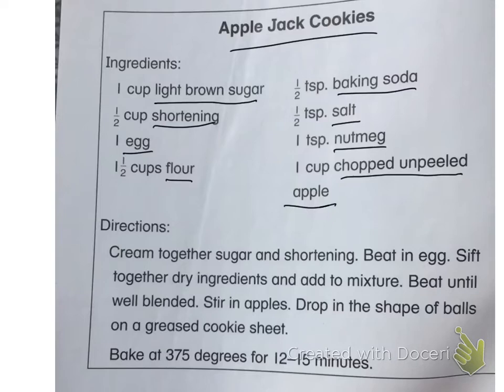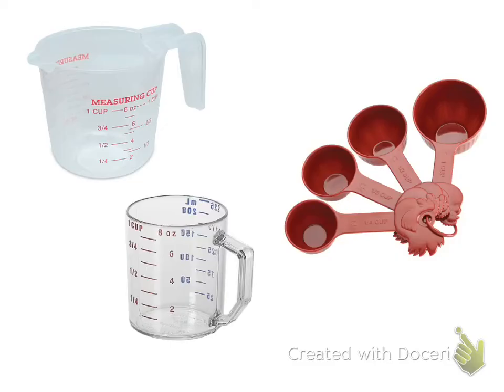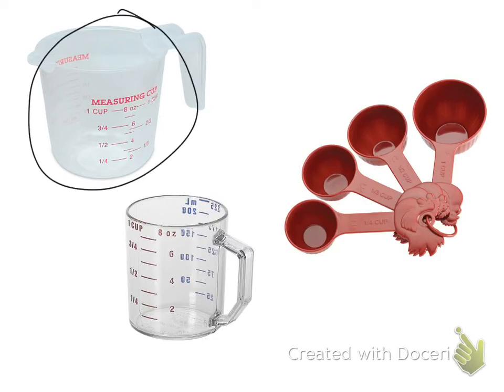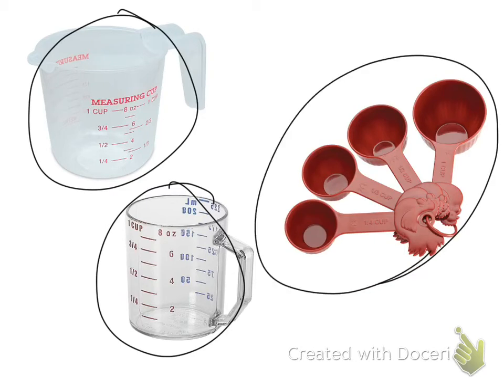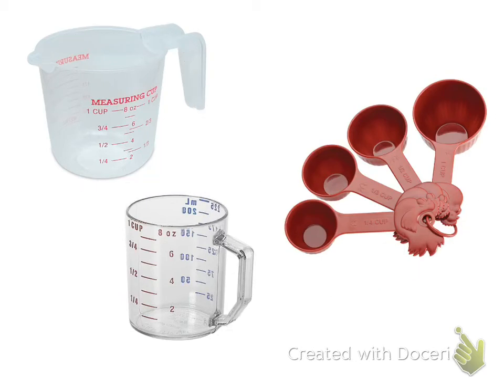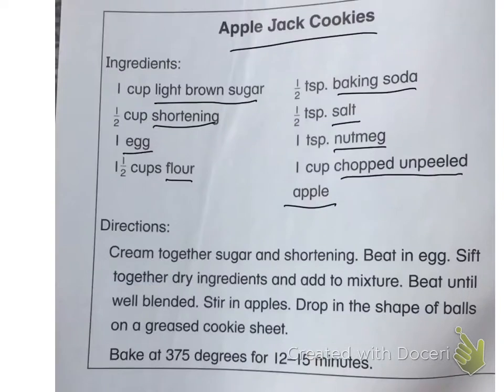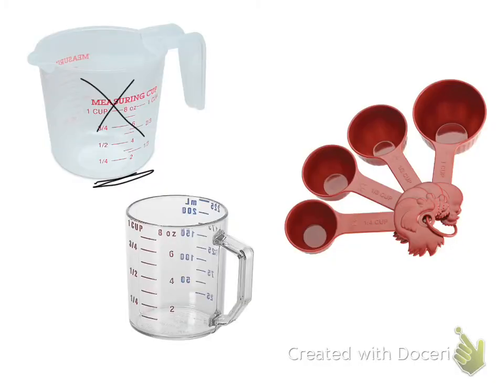Okay, so what we use are measuring cups and spoons. So this first one is a liquid measuring cup. This is a dry measuring cup, but you can also see them like this. All right, so the liquid measuring cup here we use when we're measuring liquids like water, milk, or oil. So if we look at my recipe, do I need this cup? No, because I'm not measuring any liquids. So I don't need this cup for today's lesson or for today's recipe.